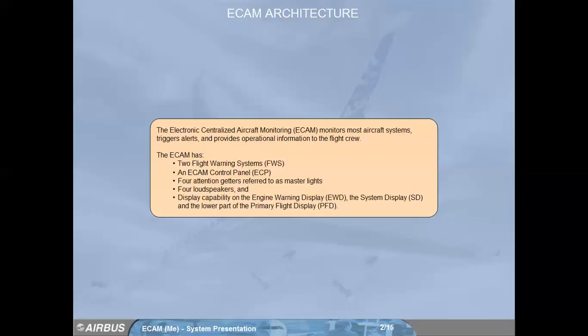The Electronic Centralized Aircraft Monitoring, ECAM, monitors most aircraft systems, triggers alerts, and provides operational information to the flight crew. The ECAM has two flight warning systems, FWS, and an ECAM control panel, ECP. It also has four attention getters, referred to as master lights, four loudspeakers, and display capability on the engine warning display, EWD, the system display, SD, and the lower part of the primary flight display, PFD.